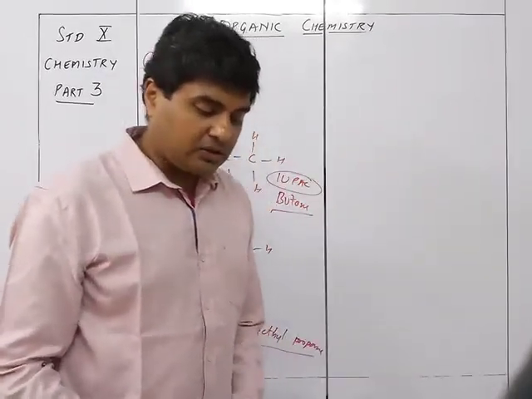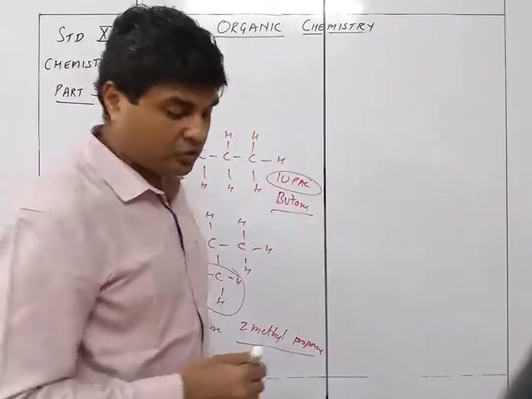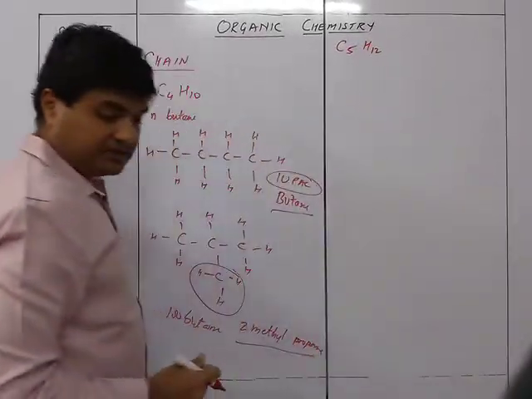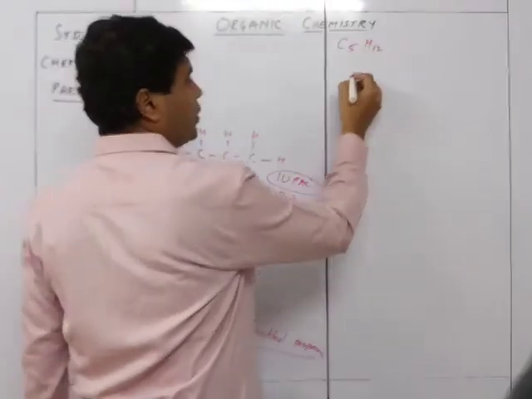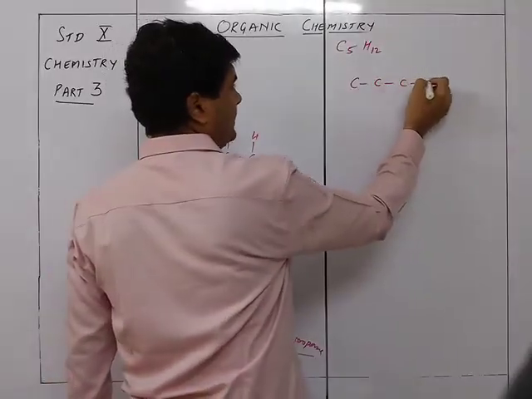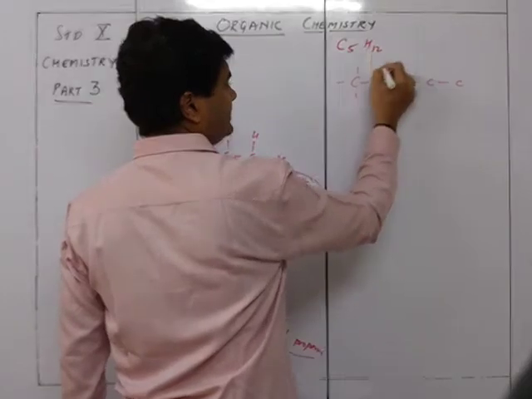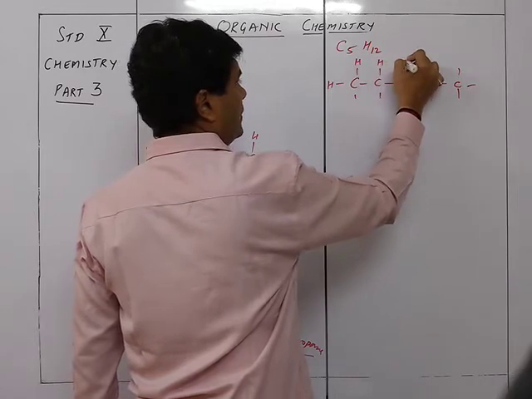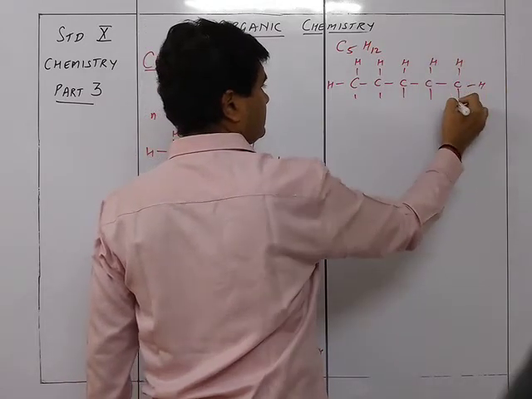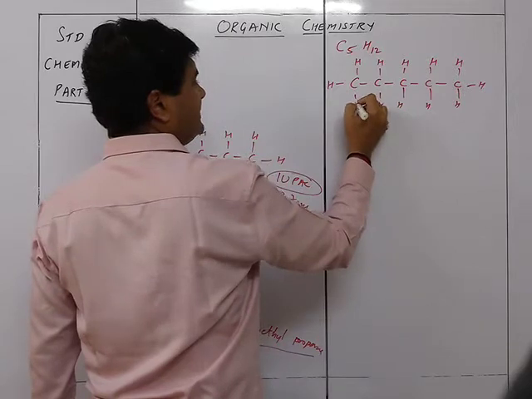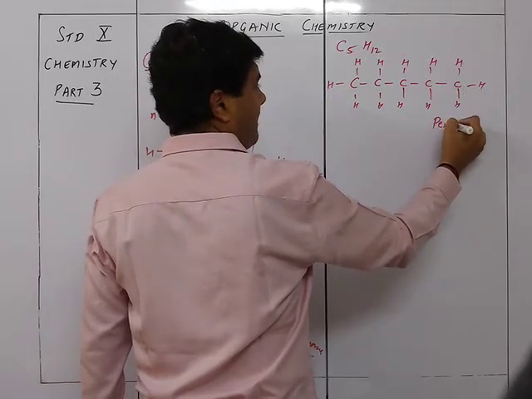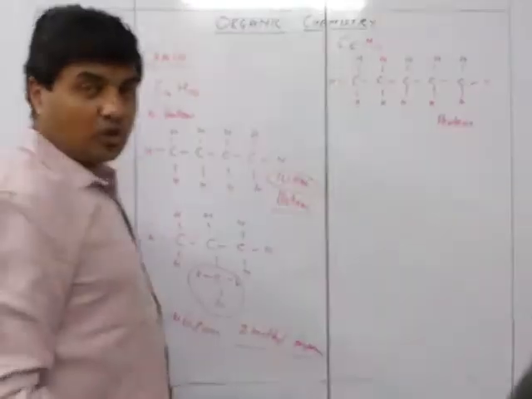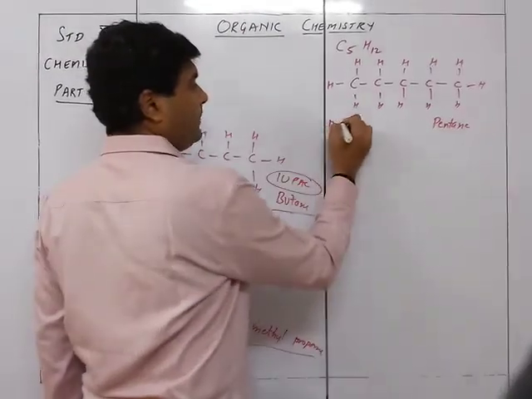Similarly, we can have the same for pentane. Pentane has 3 isomers. Pentane is C5H12. The first one will be normal pentane, with 5 C's in a row like this, giving us the H's over here. This gives us the normal pentane. The IUPAC name is pentane, which is also called n-pentane.